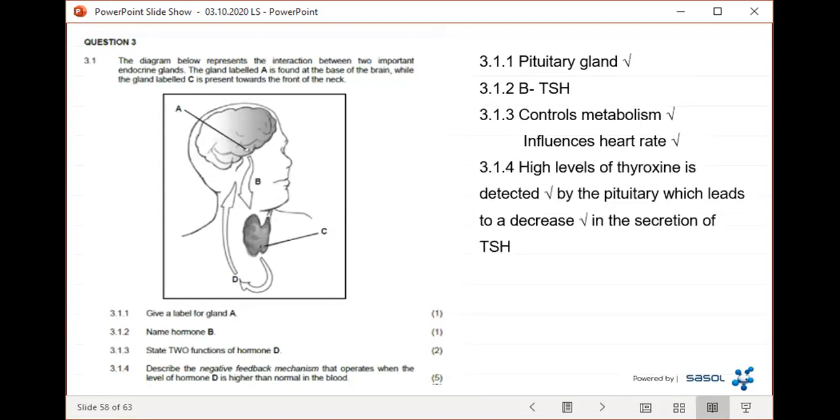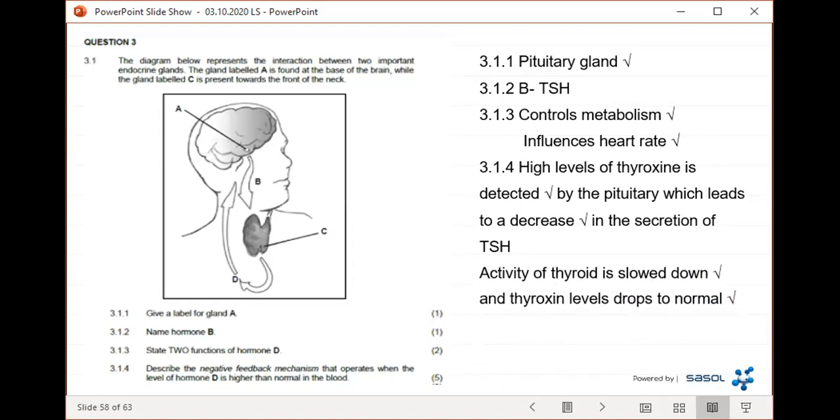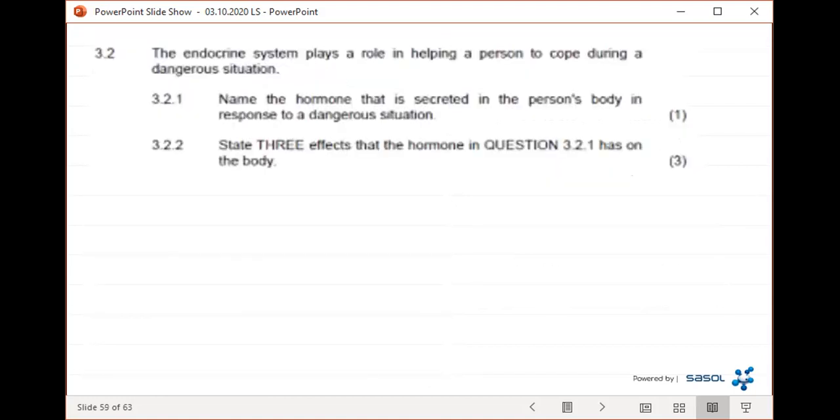Okay, so firstly, you mentioned your detection. Remember those 7 steps? We mentioned the imbalance that we detect. So high levels of thyroxine is detected by the pituitary gland, which leads to a decrease. So pituitary gland is our control center, leads to a decrease in the secretion of TSH. Then after decreasing TSH, activity of the thyroid is slowed down. That's the reaction or response. Then thyroxine levels would drop back to normal. Right. And that is it. Get your 5 marks.